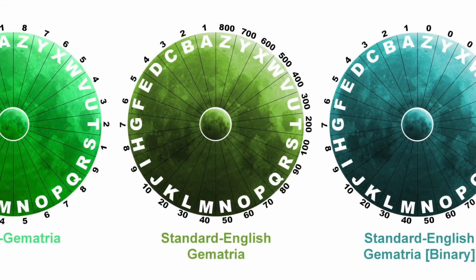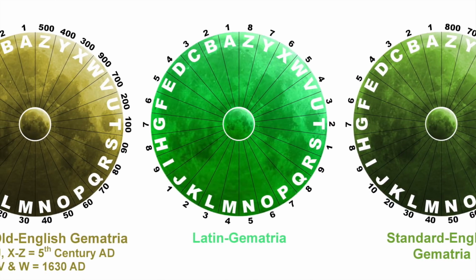The next Gematria system to look at is known as Latin Gematria, or also known as Pythagoras Gematria. In this system, the letters are assigned only single-digit numbers, and the assignment is reset each time they reach the last single digit, which is the number 9.